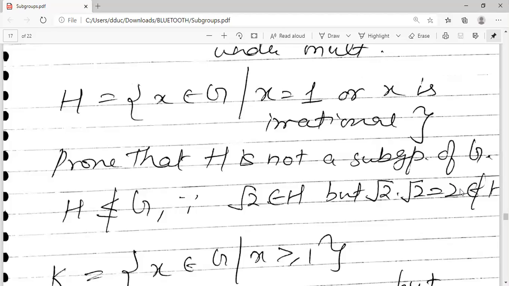So you have found an element here, root 2, and root 2 times root 2 does not belong to H. The closure property does not hold. That means H is not a subgroup of G.